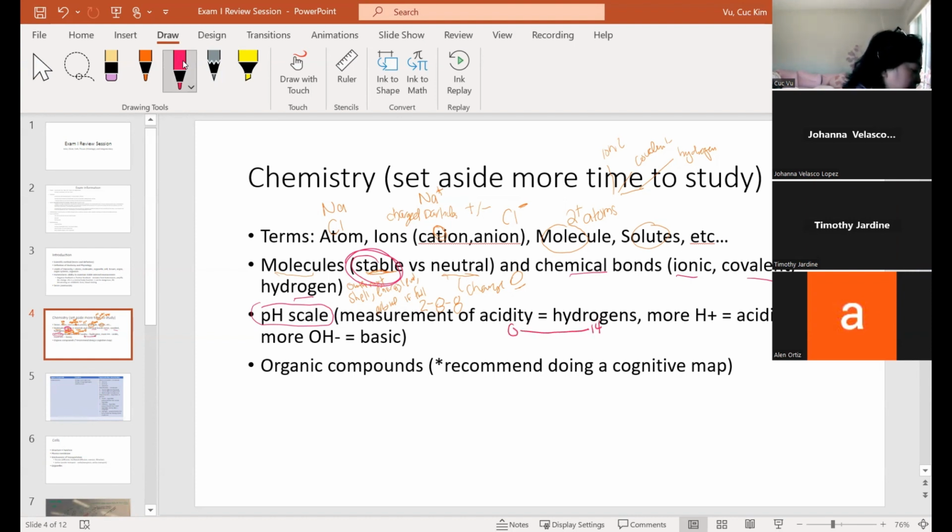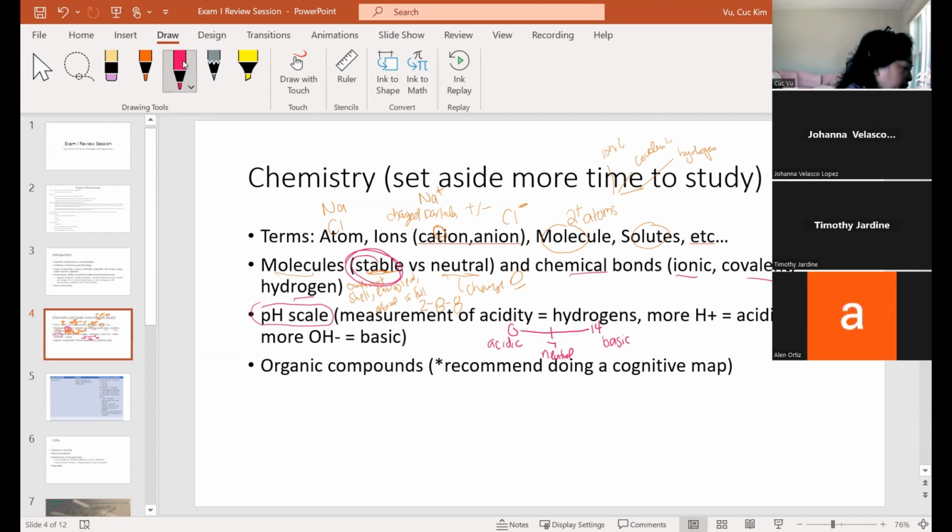Zero being what? The most acidic. Yes. And 14 being the most basic. And 7 being neutral. Perfect. It's kind of weird because it's technically the reverse of what that value is.